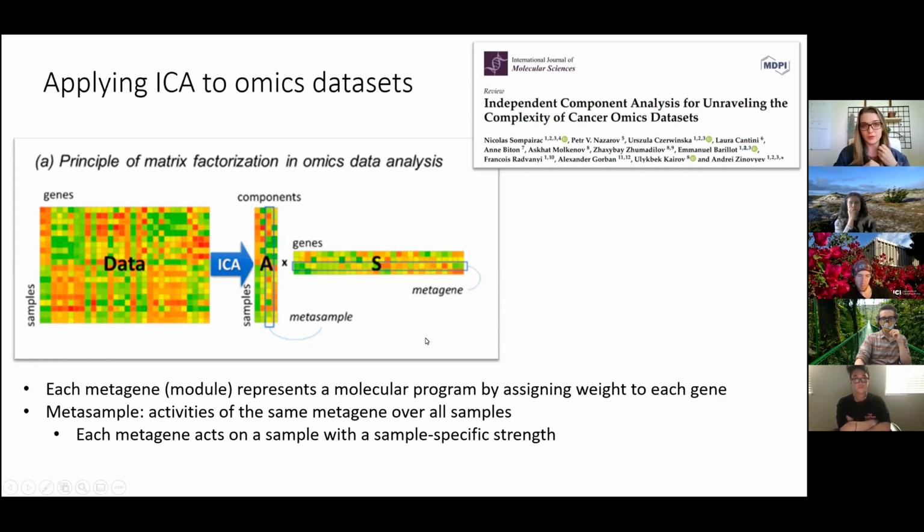And metasamples: the activity of metagenes in a sample is combined additively, and each metagene acts on a sample with a sample-specific strength or activity. So the activities of the same metagene over all measured samples is a metasample, and a metasample is the profile of the corresponding metagene activity. Are there any questions so far? All right, cool.